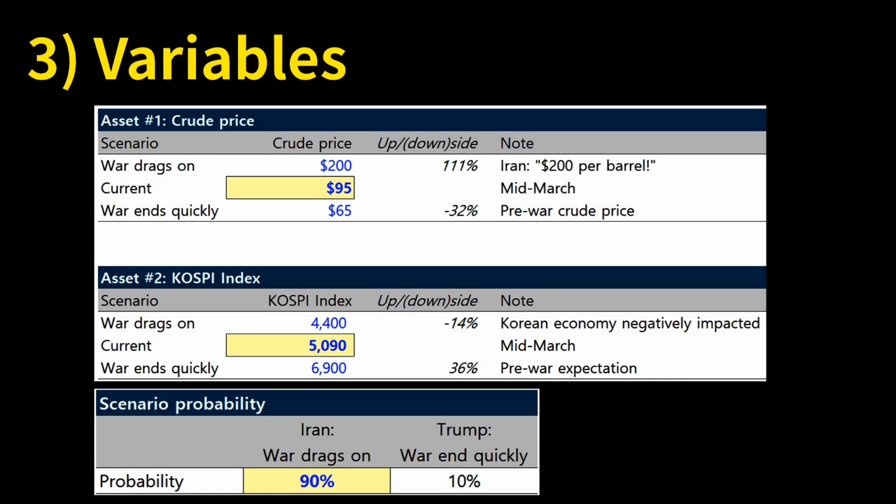The third key point is that we saw various variables here, and each of these numbers has to be somewhat reasonable, even though we don't have to be exactly correct. And even here, you may disagree with the numbers that I laid out. For example, in the worst case scenario, where the war drags on for the long term, instead of $200 per barrel, you might want to see the case where the crude price only goes up to $150 per barrel. And you can make these changes yourself through the link below this video. You can download the Excel file yourself and make the changes.